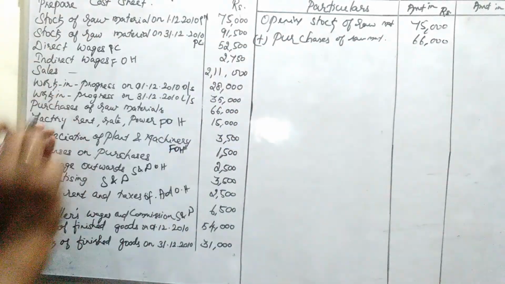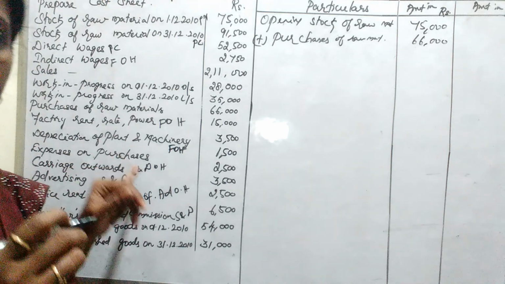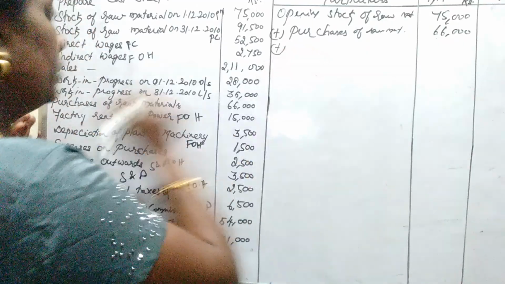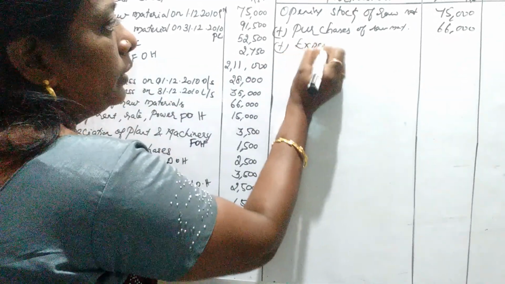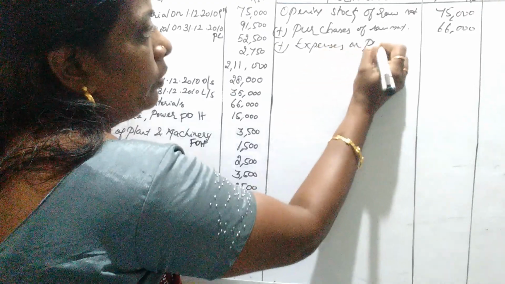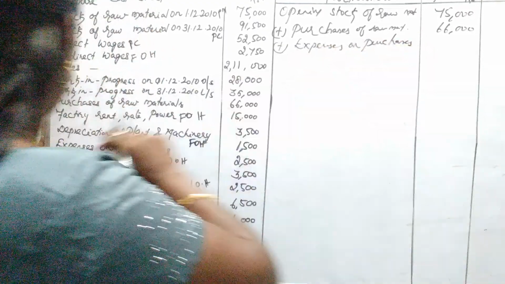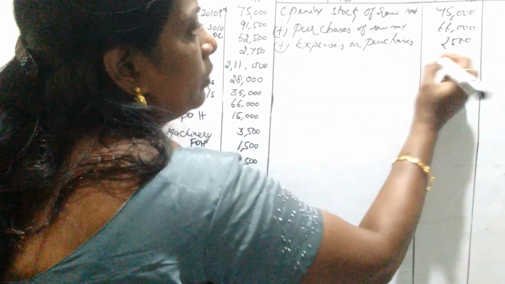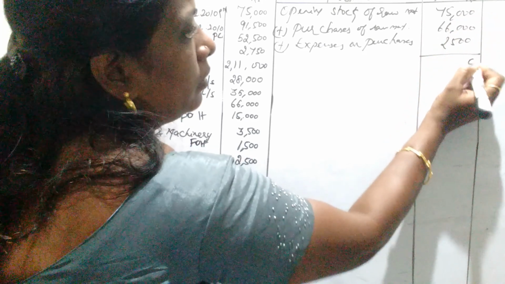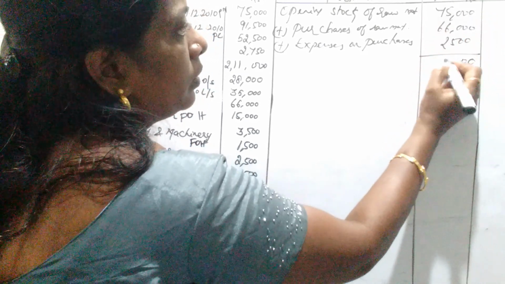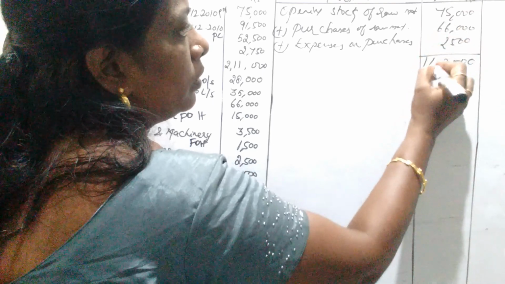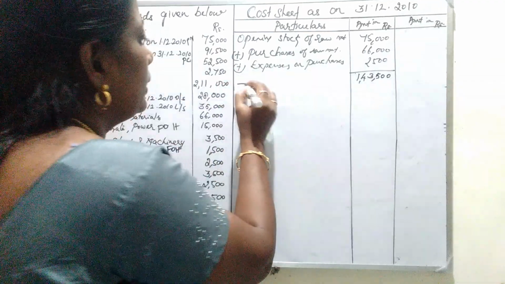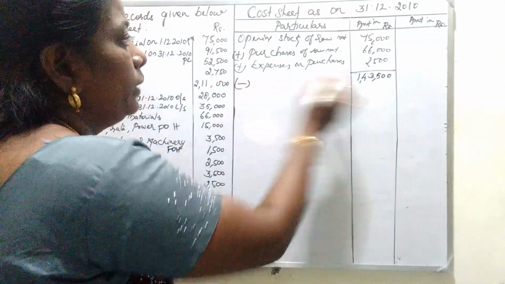Then the expenses made on purchases of raw material are also added with the opening stock. Expenses on purchases of raw material, that is 2,500. So now we have to add this. The total is $1,43,500.